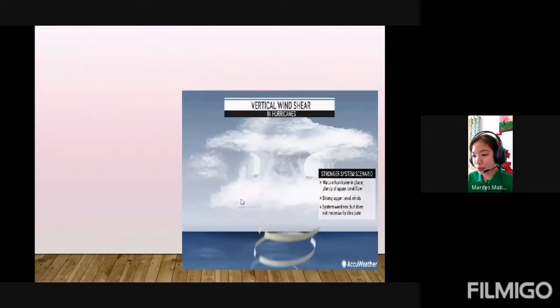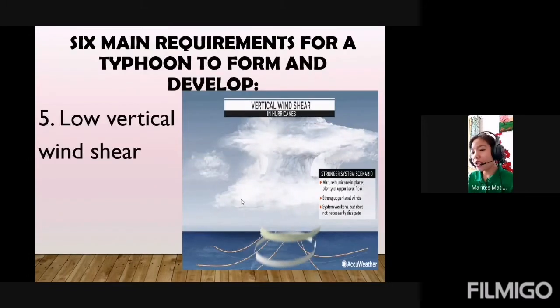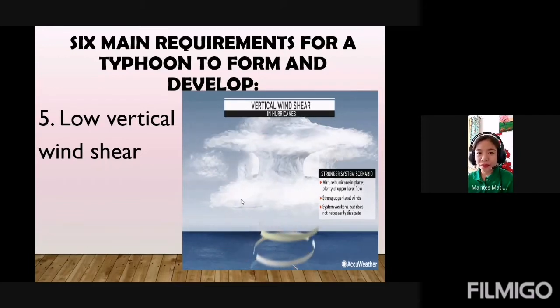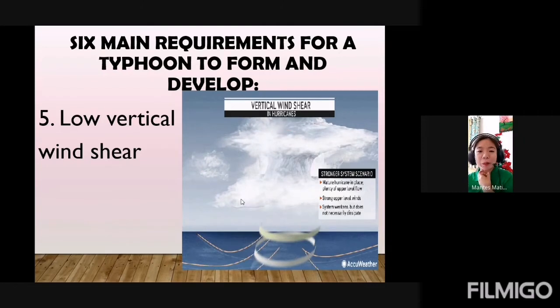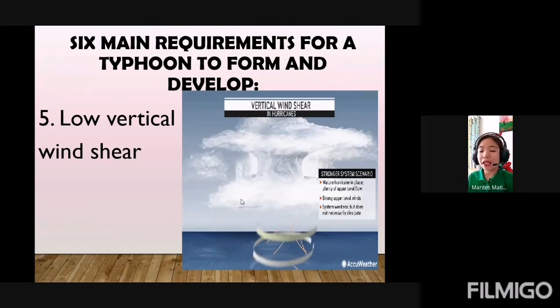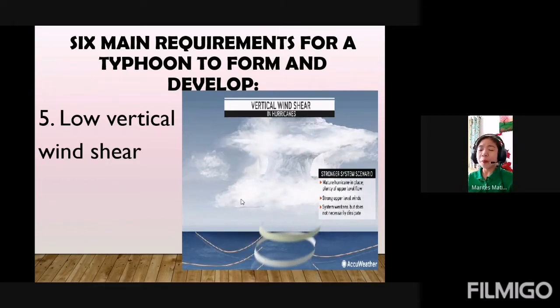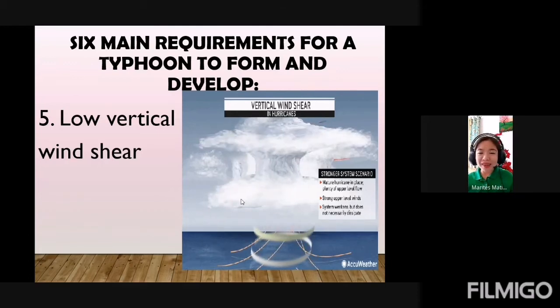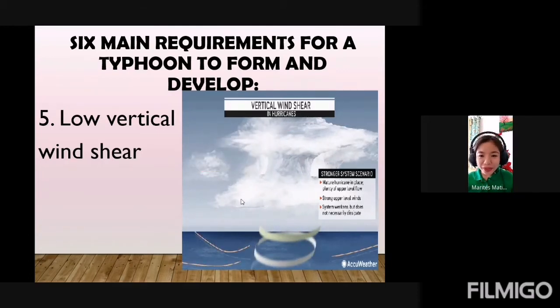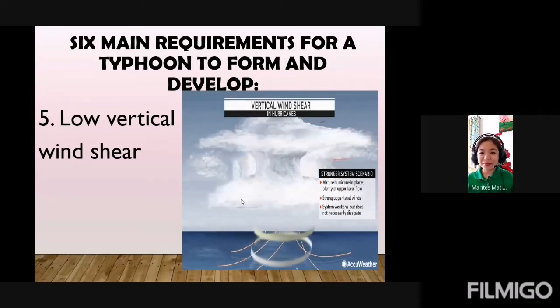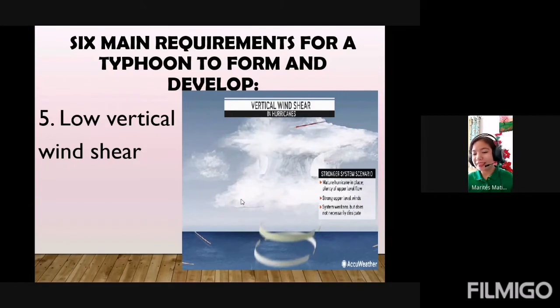Then, the last two, okay, low vertical wind shear. Okay, so dapat yan yung meron pa ulit tayo. We must have a low vertical wind shear. So, anyway, anong ibig sabihin ba ng wind shear? Any idea what is a wind shear is? Yes? Anyone? Meron ba?